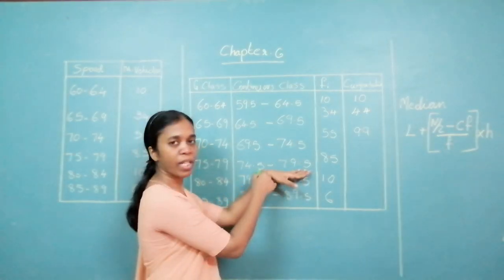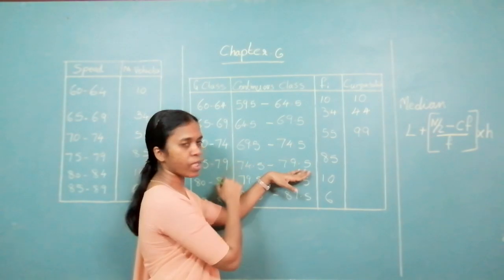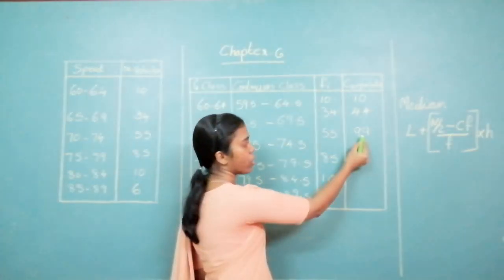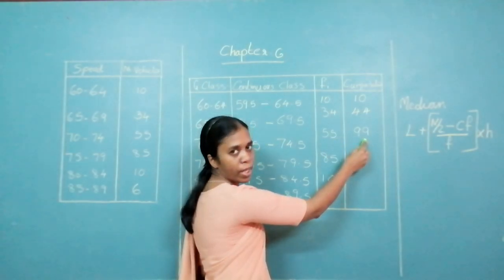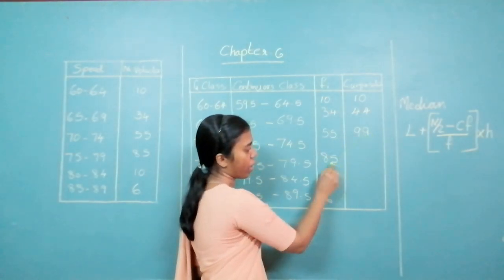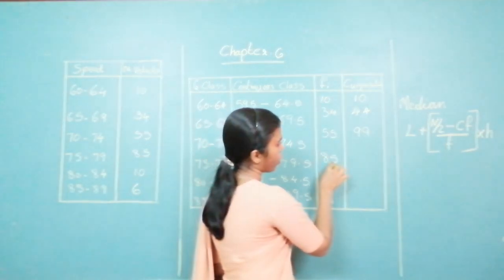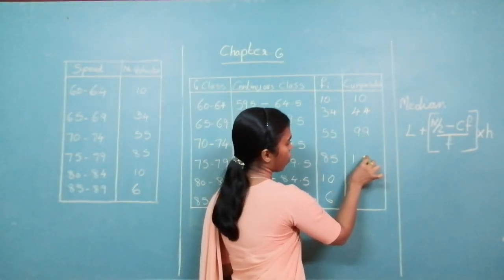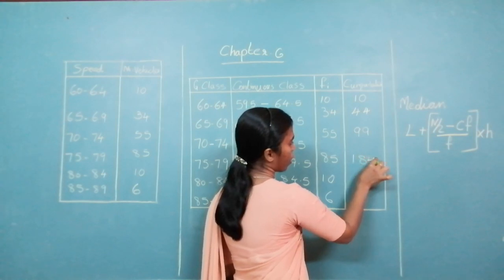The next one, how many vehicles have speed less than 79.5? Less than 79.5 means all this is included. That means you have to add till here, the total you have got is 99. So to that you add this total. So how much will you get? 99 plus 84, you will be getting 184.